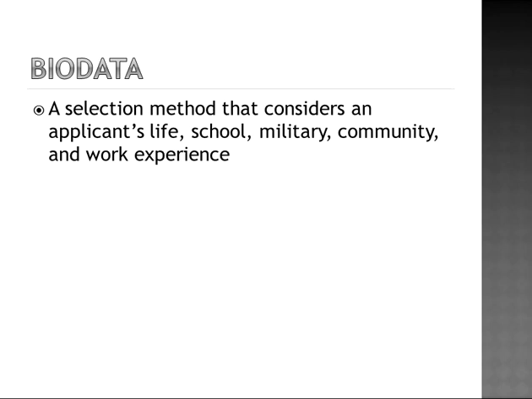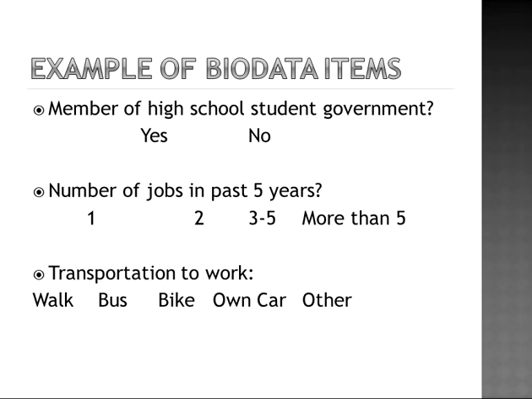Biodata. Biodata is a selection method that considers an applicant's life, school, military, community, and work experience. Here are some examples of some biodata. It'll ask questions about work, life, and things of that nature that we just saw in the previous slide. For example, member of high school student government, yes or no? Number of jobs in the past 5 years, 1, 2, 3 to 5, or more than 5. Transportation to work, walk, bus, bike, own car, or other.